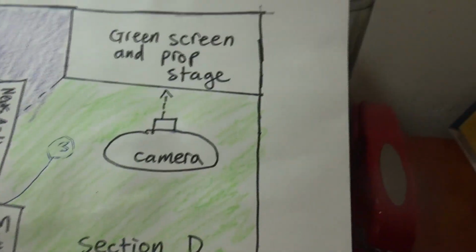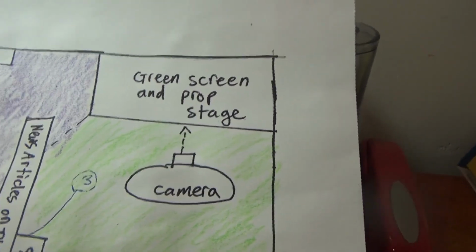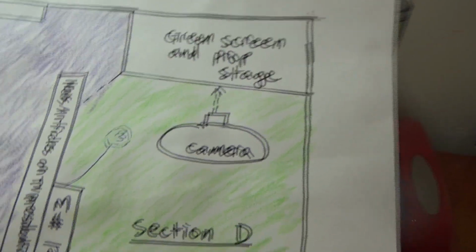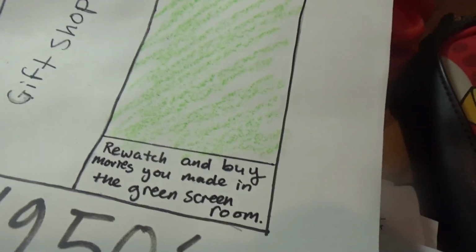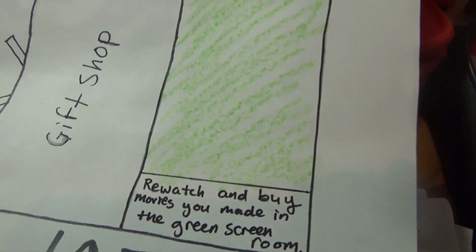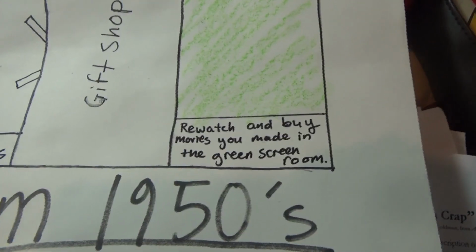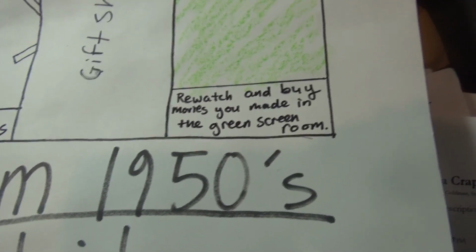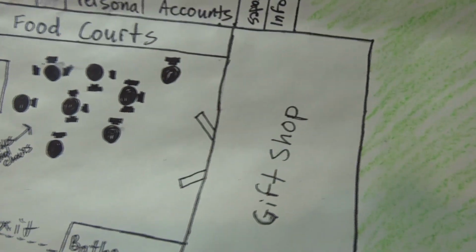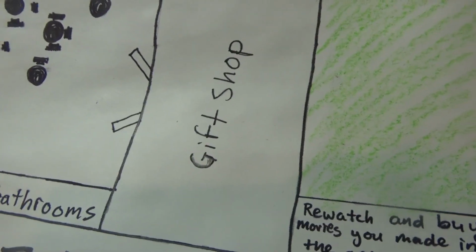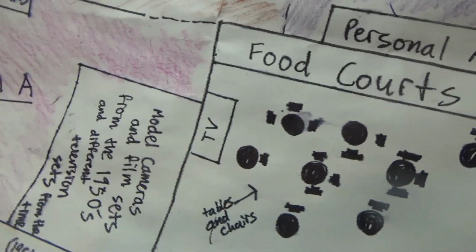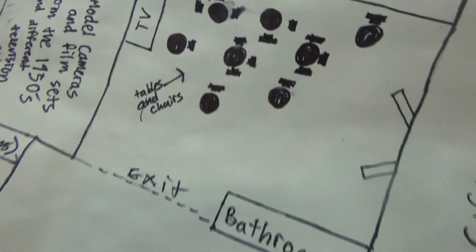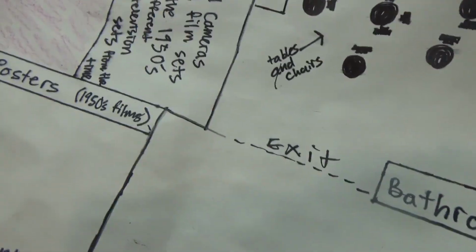Info panel number 3 will describe exactly what I explained here with the green screen and prop stage, as well as some interesting facts. And down here, once you're done and you're walking down here, you'll get to rewatch and buy the movies that you made from the green screen room, just like a photo from a roller coaster ride. And then the gift shop, which is where we'll be finishing up our tour almost. Then once you're through the gift shop, you'll be led into the food courts, as well as a big screen TV, and these are all chairs. And then there are bathrooms, and that is the exit.